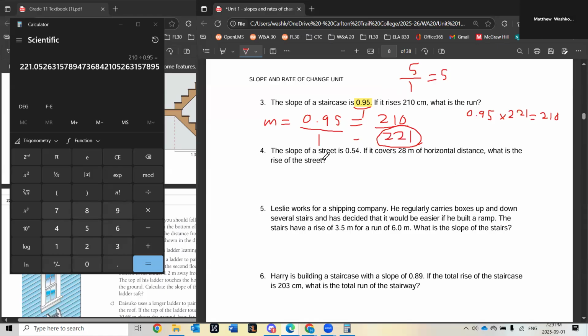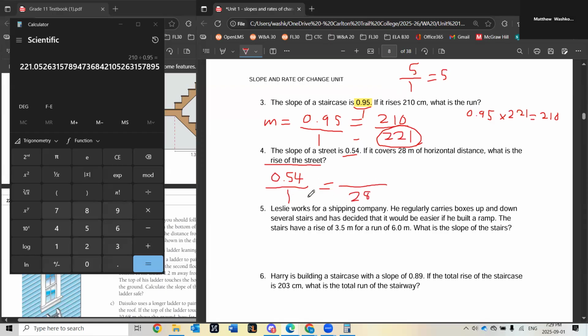So question 4. The slope of a street is 0.54 and it covers 28 meters of horizontal distance. What's the rise of the street? So it's just like before. I'm going to take this, but it's over 1 is equal to, I don't know what the rise is, but I know what the run is equal to, 28. So use my 3 things to find my 4th one.